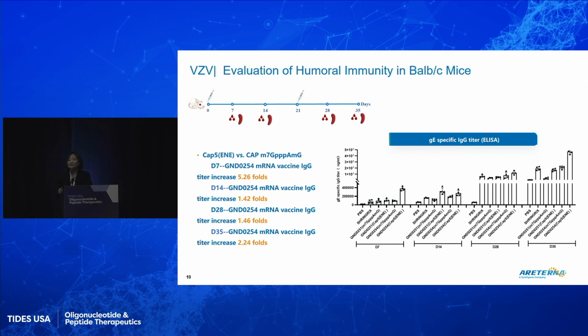The next groups are 254, again with 2 different caps. I bring your attention to the last group of data. The first groups are day 7 and then day 14, and then after a booster shot, you have day 28, day 35. Just look at the last set of data. Clearly the 254 construct outperformed 251, and Cap5 outperformed GAG.